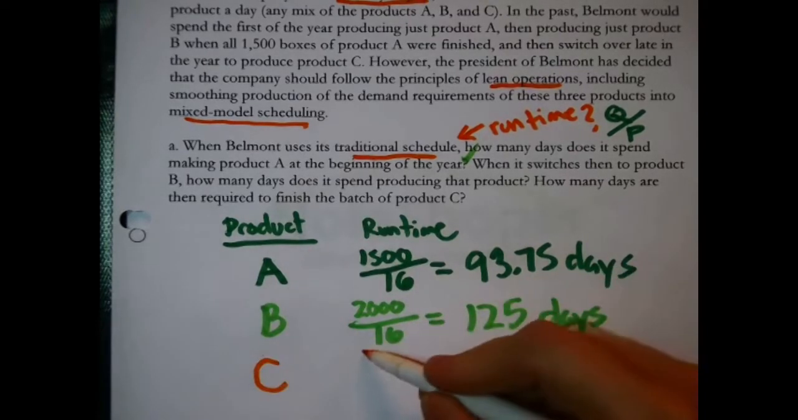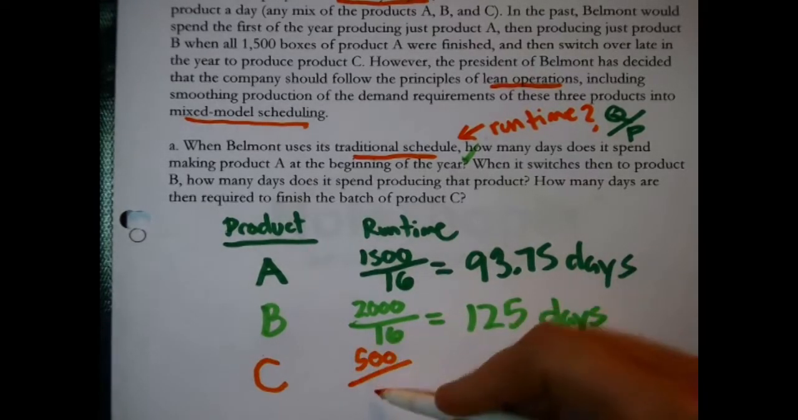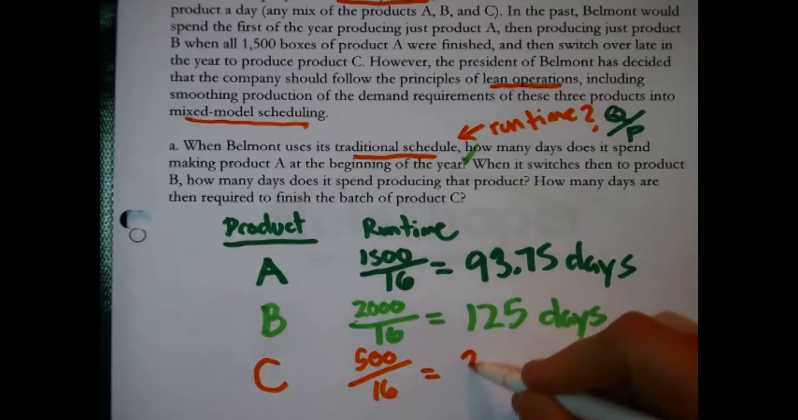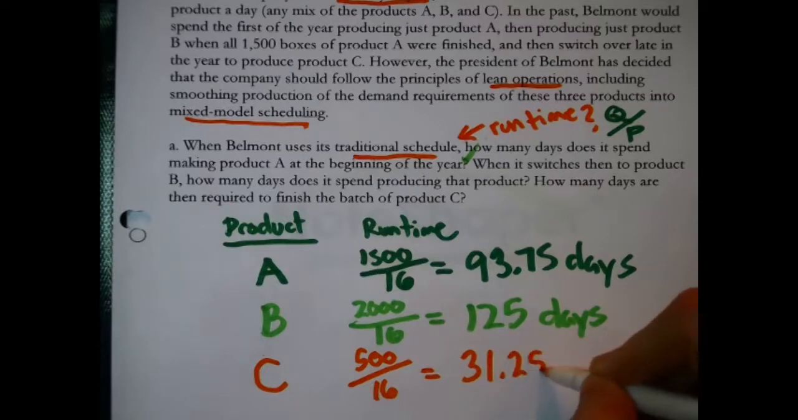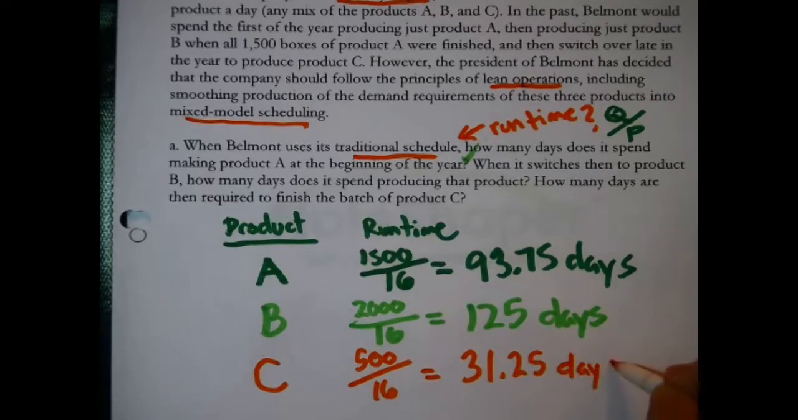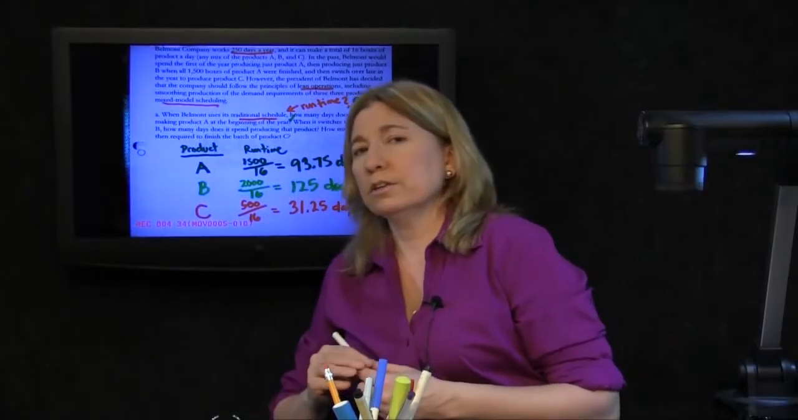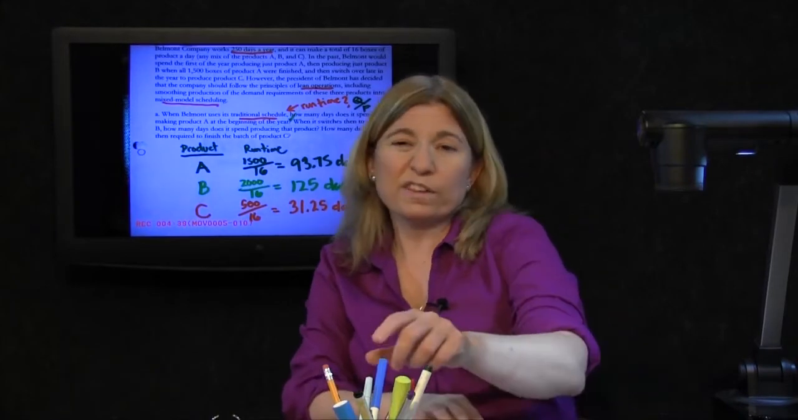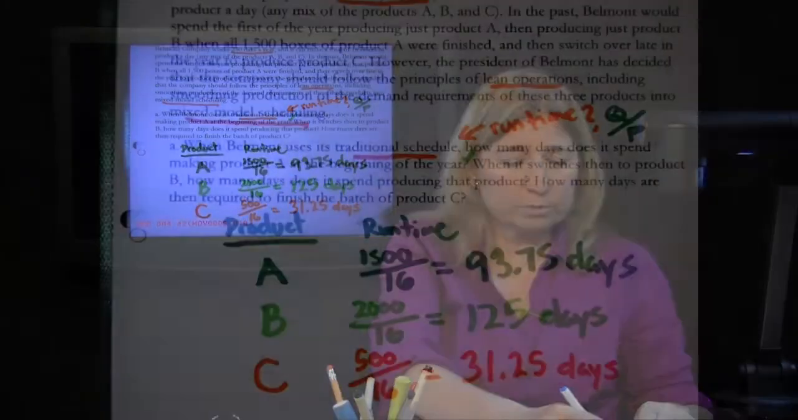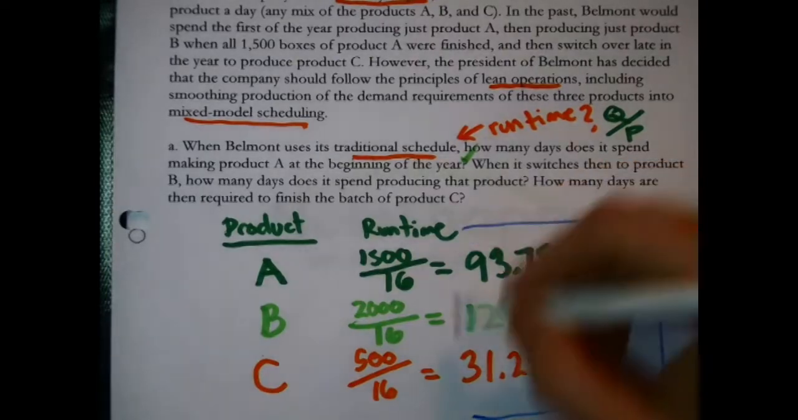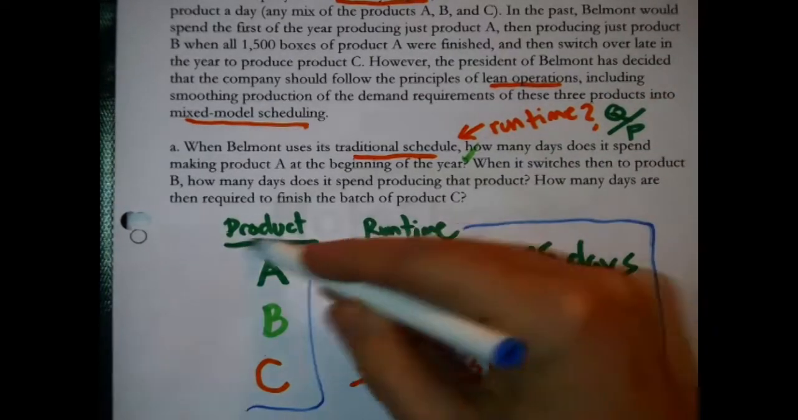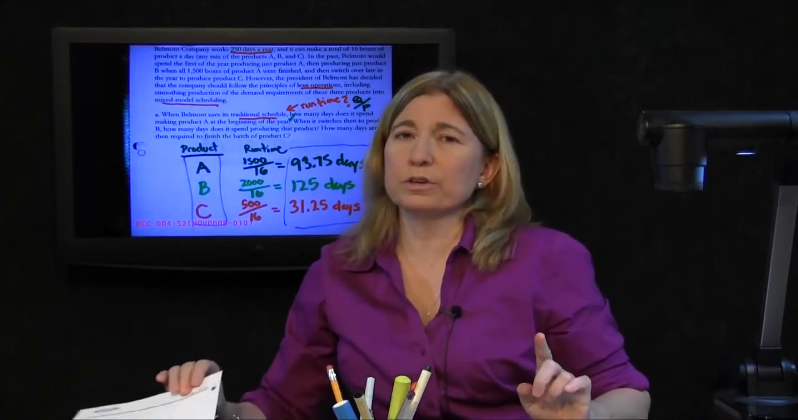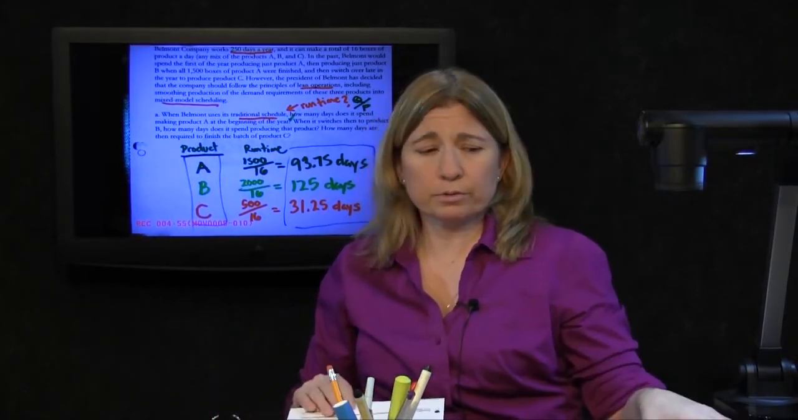And then C, because it asks about C also, you only need 500 a year. It's the same production rate, 16 a day. Okay, so that means 31.25. Now we picked up that other quarter of a day, I see, that we lacked in the runtime of A. Okay, here's the actual answer to this question. This is what their year looks like under their traditional schedule. This is how long they spend on each one of the products. All right, now, note, that is not smoothing production. That is a traditional approach.